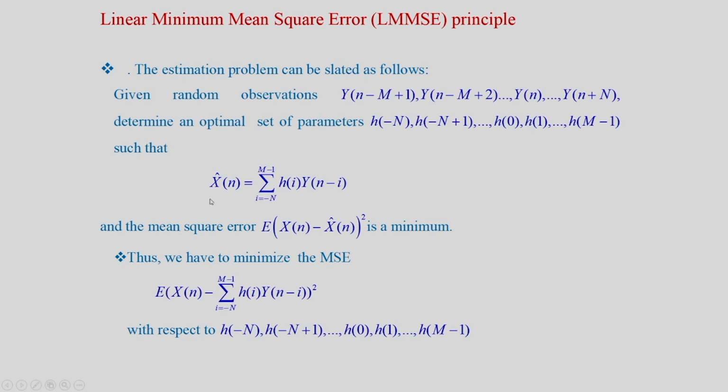So, we have the estimator output as a convolution between hn and the yn sequence, such that the mean square error E of xn minus x hat n whole square is a minimum. Thus, we have to minimize the MSE, mean square error. What is the mean square error? E of xn minus, this is the estimator, summation hi y n minus i going from minus N to M minus 1, whole square. So, this is the mean square error. This we have to minimize with respect to the filter parameters h sub minus N, h sub minus N plus 1 up to h0, h1 up to h sub M minus 1.